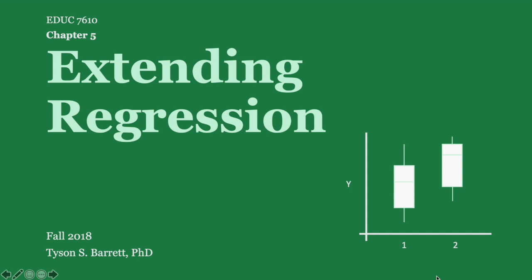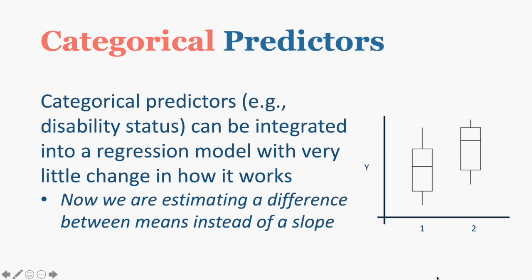This is a lecture for Chapter 5. It's called Extending Regression. Really what it's about is just understanding how categorical predictors fit into a regression model. What's awesome about it is that they can be integrated with very little change in how it works. Basically, the regression is doing the exact same thing it did before. We're just going to change the words that we use to interpret it.